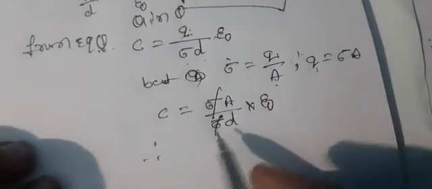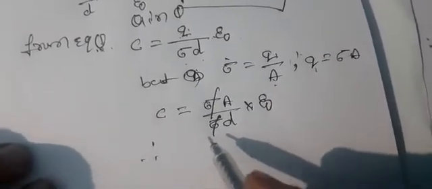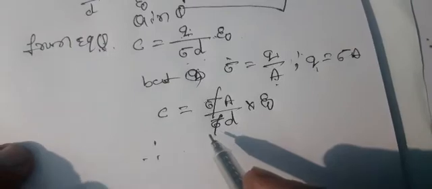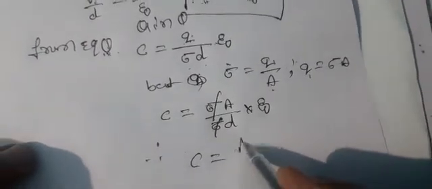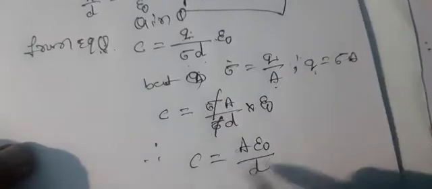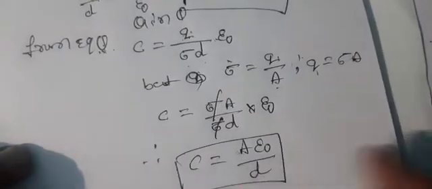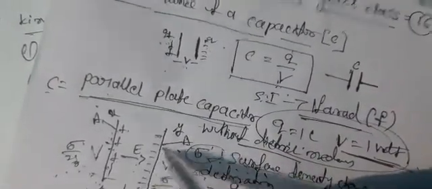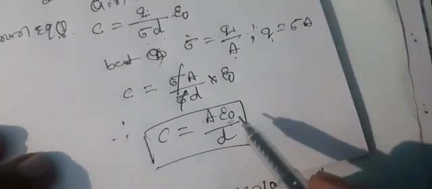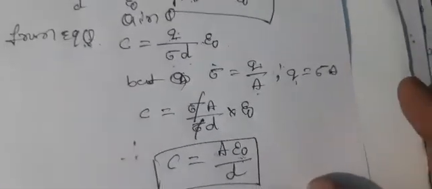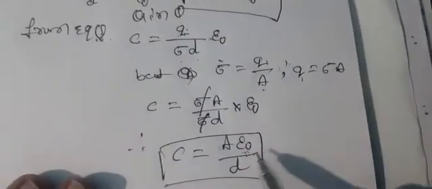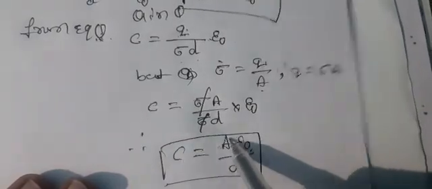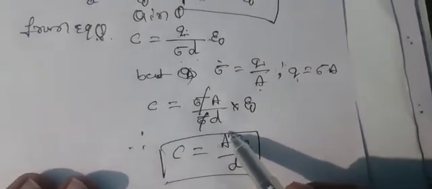Therefore, finally, the capacitance of a parallel plate capacitor without dielectric medium is C is equal to A epsilon naught by d. This is the expression for the capacitance of a parallel plate capacitor without dielectric medium, where epsilon naught is the permittivity of free space, not permeability, and capital A is the area of each conductor.